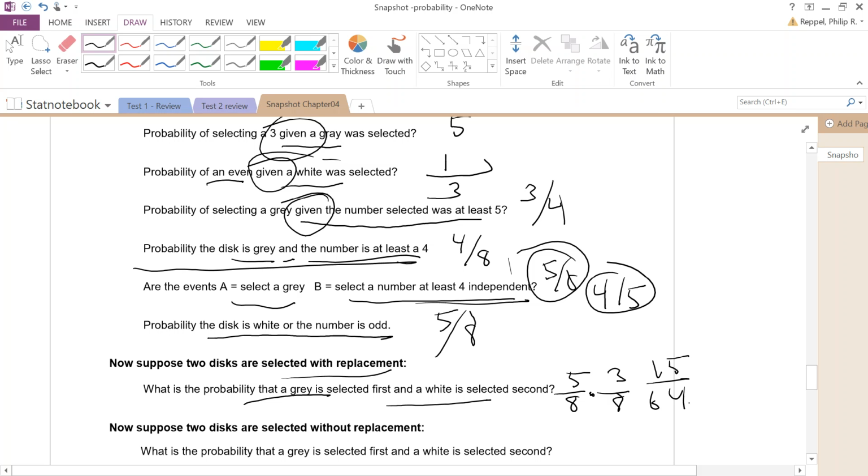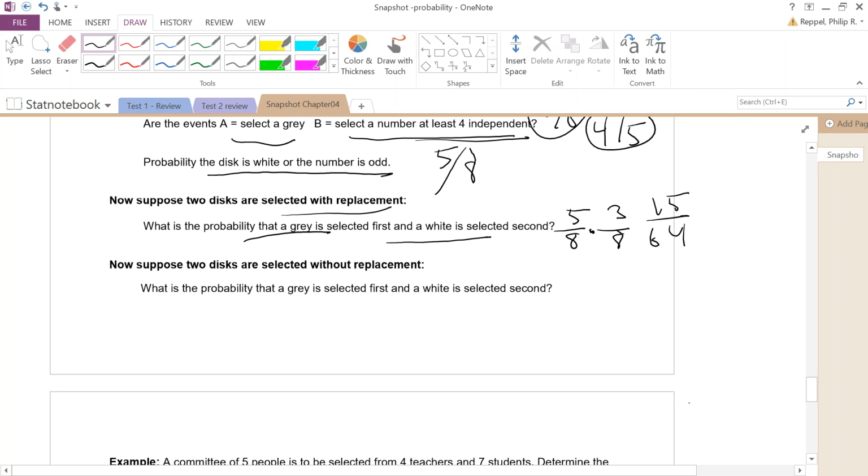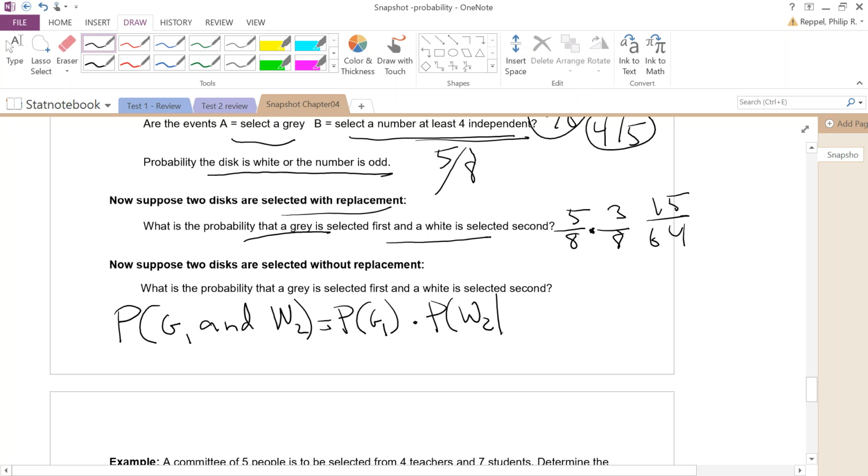For the second one, I'm selecting 2 discs, but I'm not putting it back. So I don't have this independence. Remember, when you put something back, you're starting all over. If you're starting all over, you have independence. So when you have independence, you can multiply probabilities. But if you don't put it back, then the probability you get a gray first and a white second is the probability of a gray first times the probability of a white second, knowing you got a gray first.